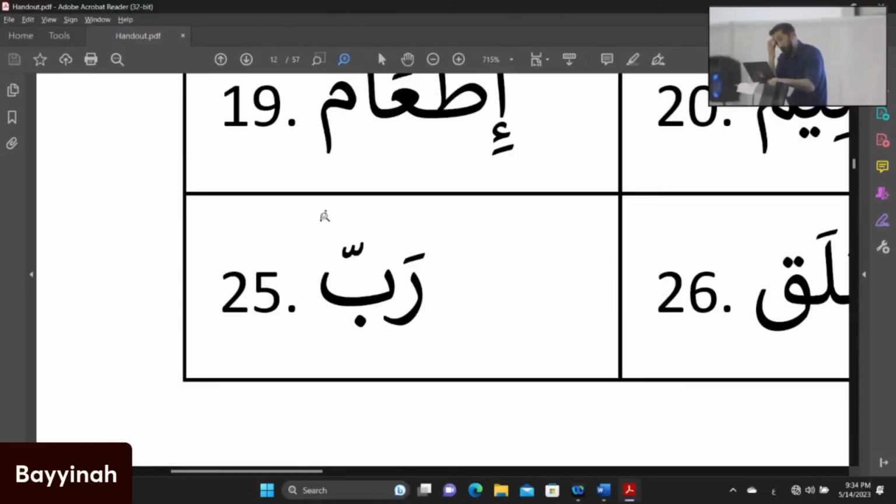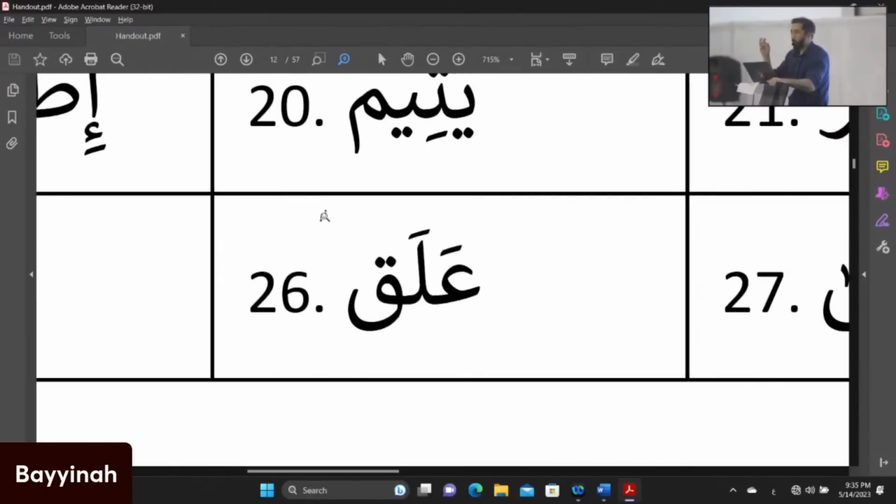Rabb. I'm not going to help you. You help me. What is it? Fully flexible. Why is it fully flexible? It's an Arabic word. Okay, what's the rafa', nasb, and jar of it then? Rabbun, Rabban, excellent, Rabbin.